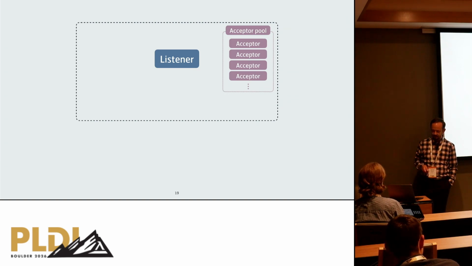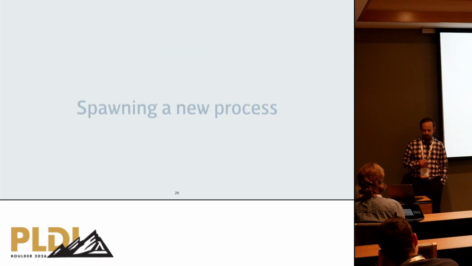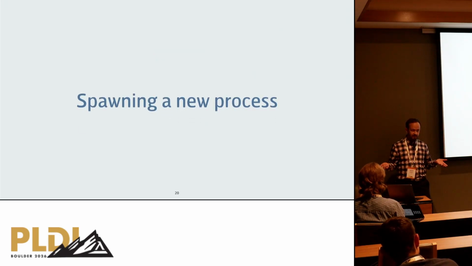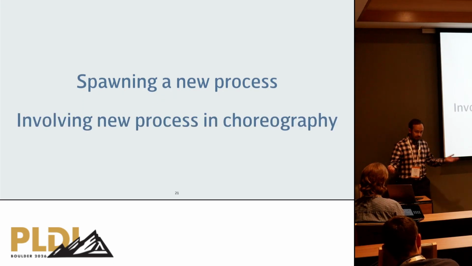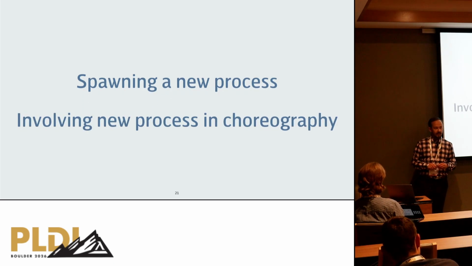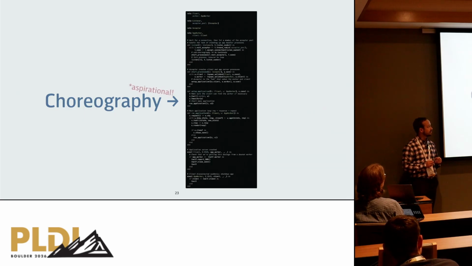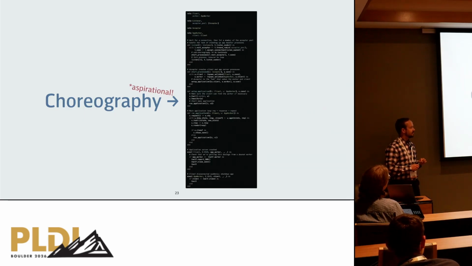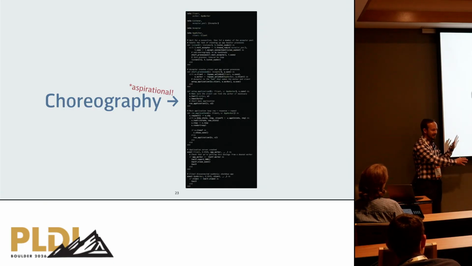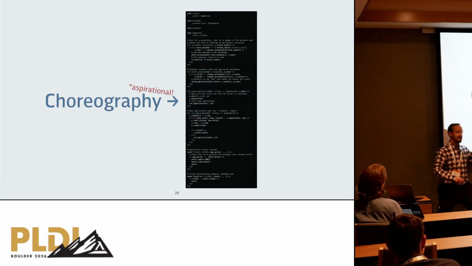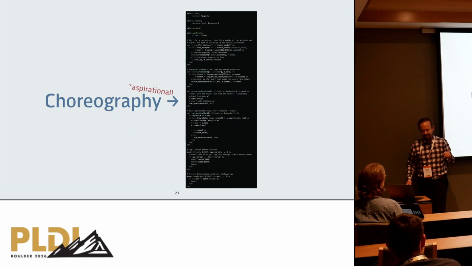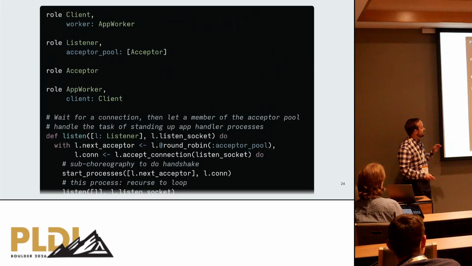So there are a few aspects of this that are tricky. First, you need to be able to spawn new processes. You need to involve new processes in choreographies, and you need to be able to respond to events. So here's the choreography I wrote. Now this is aspirational. That said, this slide is taken almost verbatim from my dissertation proposal. I say almost because I've updated this choreography, and it's a lot closer to what we're actually able to implement. So I'm pretty optimistic that most, if not all of this, will make it into the final version.